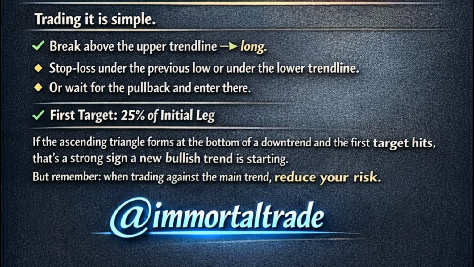Trading it is simple. Break above the upper trend line, you go long, with a stop loss under the previous low or under the lower trend line, or wait for the pullback and enter there. The first target is 25% of the initial leg. If the ascending triangle forms at the bottom of a downtrend and the first target hits, that's a strong sign a new bullish trend is starting. But remember, when trading against the main trend, reduce your risk.